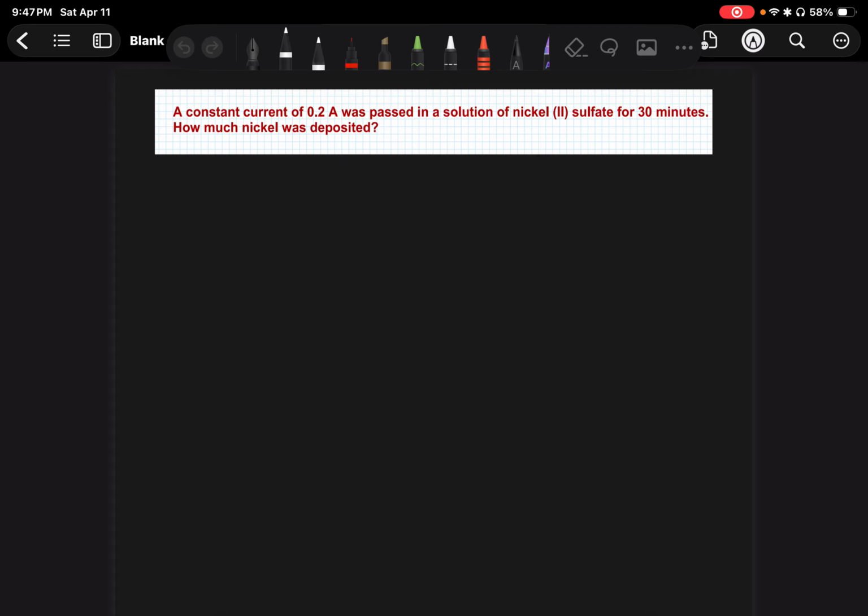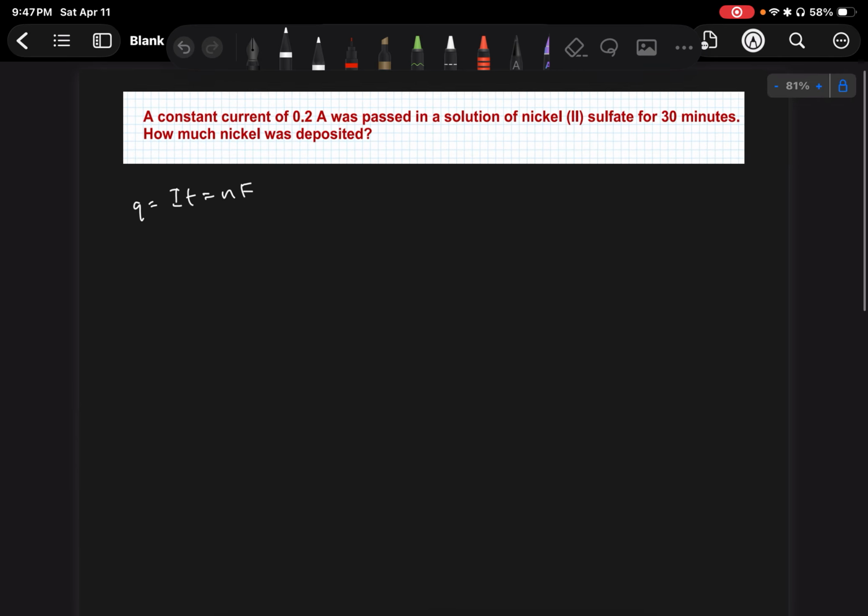Okay, so here, what are we going to use? We're going to use Q equals IT equals nF. Similar to yesterday, except yesterday we were looking for the current, but we have that. So we got intensity, we got time, we don't know the moles, and we do know Faraday's constant, so we're not going to be using this one here.